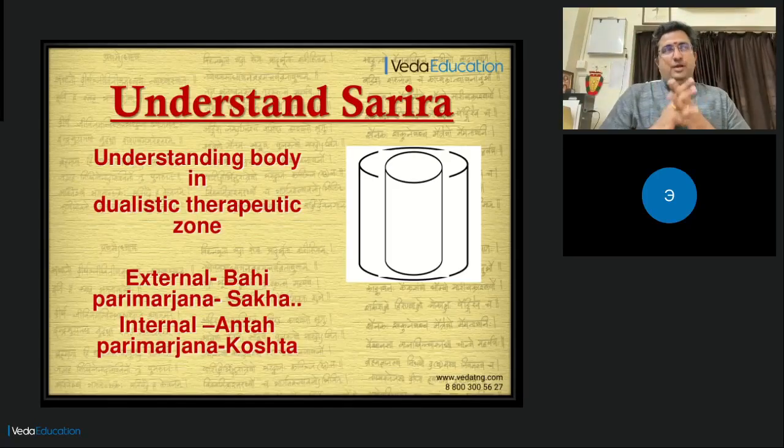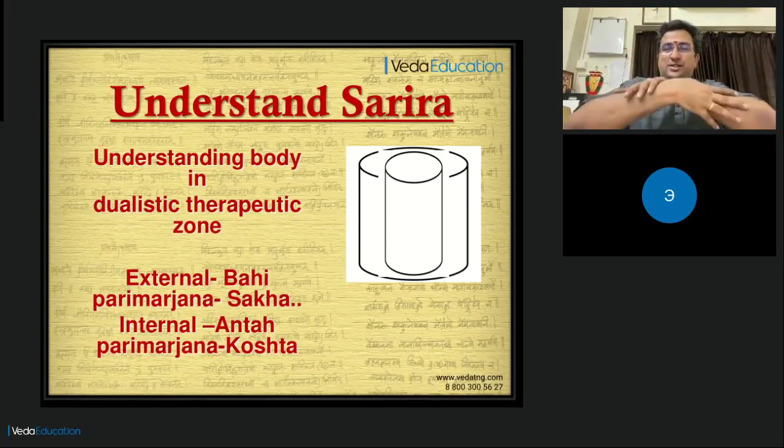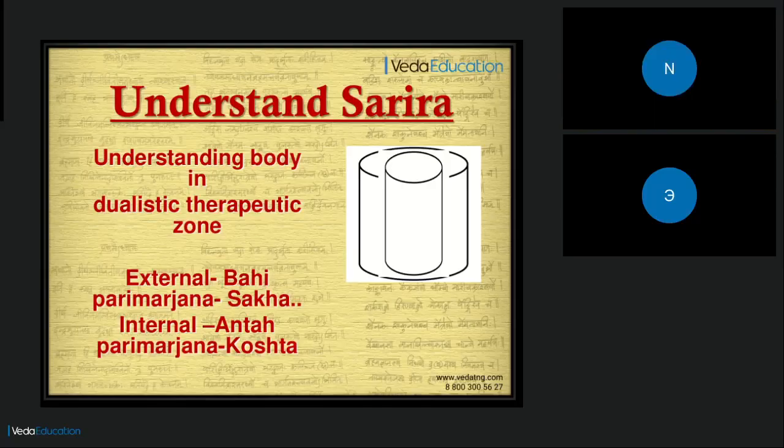Looking from the treatment point of view, if you try to understand the body, which is called Sharira, you have 2 therapeutic zones. One is the internal zone, from the mouth to the rectum, the whole GI tube, and the other is the external zone, that is the skin.